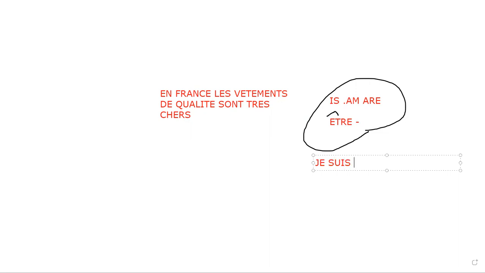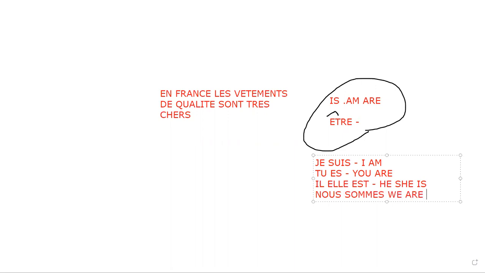Now repeat after me. Je suis is I am. Tu es is you are. Basically, être is my parent verb. The moment I break the parent, my kids would be je suis, I am. Tu es, you are. Il est. Nous sommes is we are. Repeat after me. Nous sommes. And elles sont is they are. Is it clear to you?